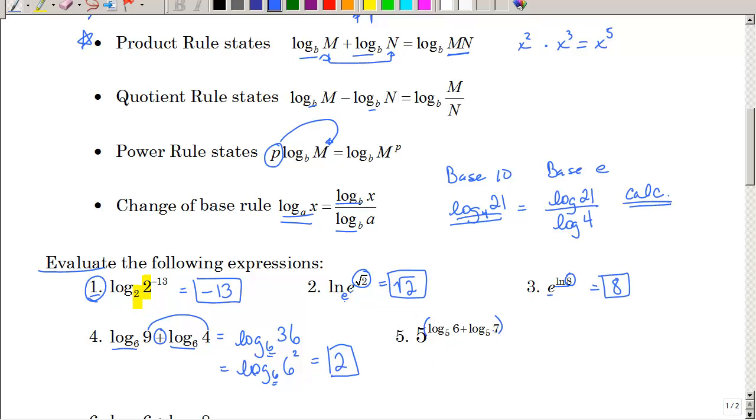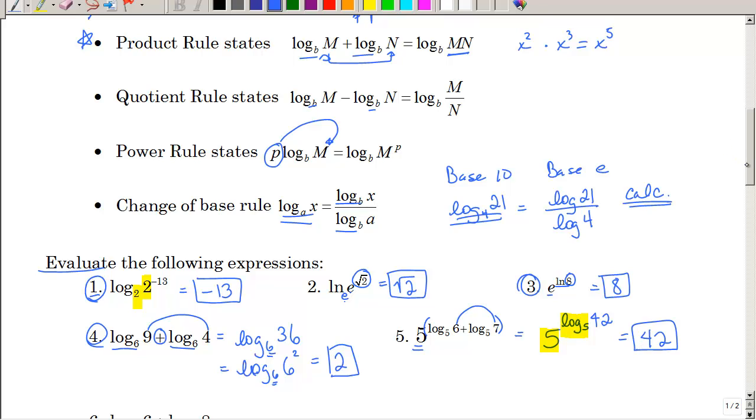We have this exponent that looks like number 4. So let's go ahead and write 5 right here. Then we have log base 5. We can multiply that together. 6 times 7 is 42. Now we have a problem like number 3, in that we have the base, raised to the power of the log of the same base. They would cancel each other out. So I would just get 42.